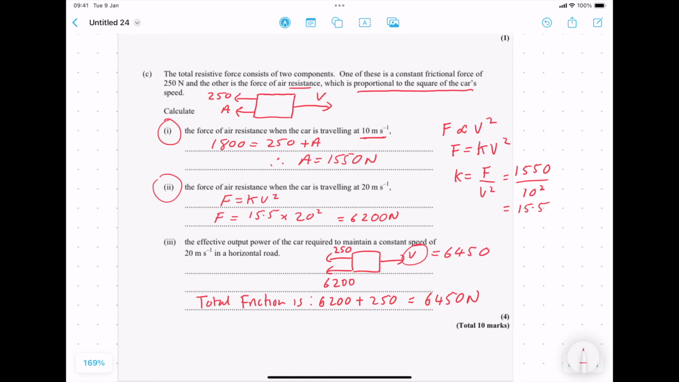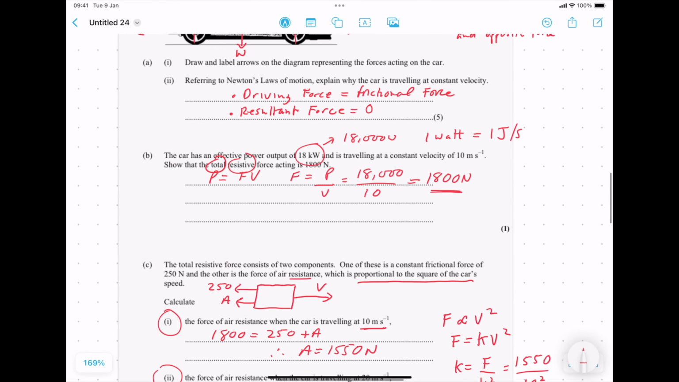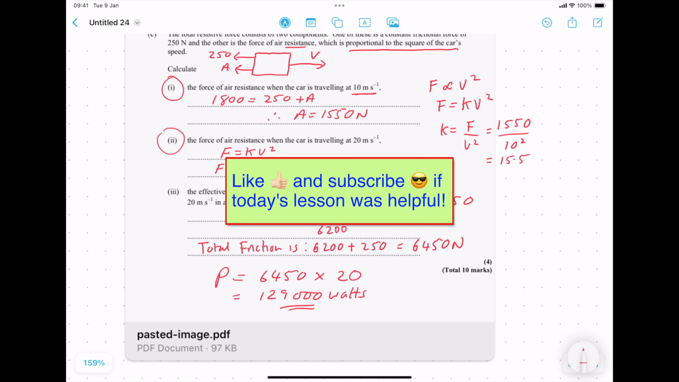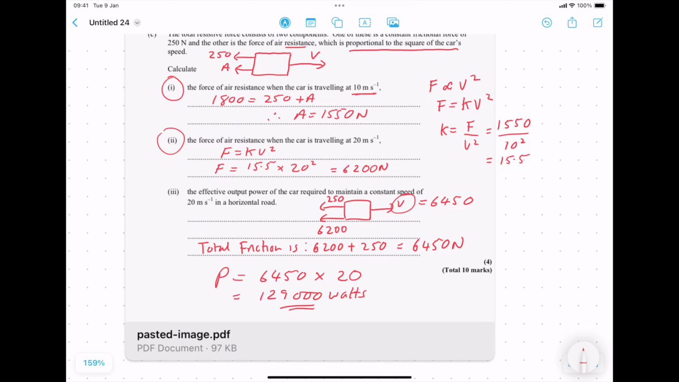And then finally, we can bring in the equation which we used in part B, which is power is equal to force times velocity. P equals 6450 times the velocity, which is 20, gives an answer of 129 kilowatts. As you can see, this question was certainly more tricky than the previous part. Otherwise, I hope this was helpful, and I will see you in the next one.